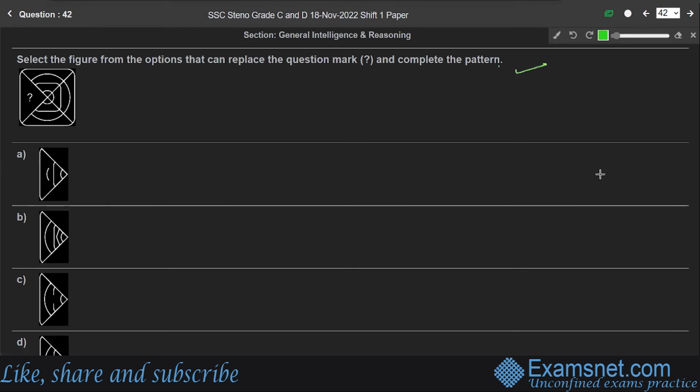Question number 42. Select the figure from the options that can replace the question mark and complete the pattern. In the given figure, we need to complete the first part, which is given as a question mark. So complete the circular portion at the center. Then complete the square portion like this. Then complete the circular portion again. Again complete the circular portion like this.